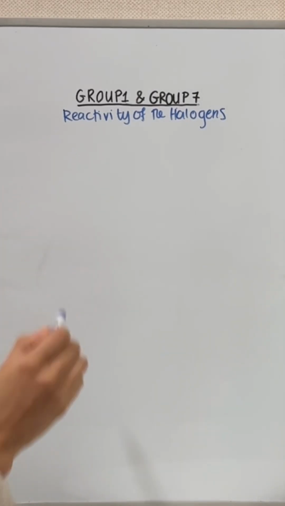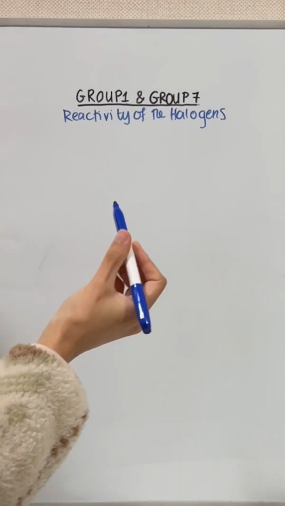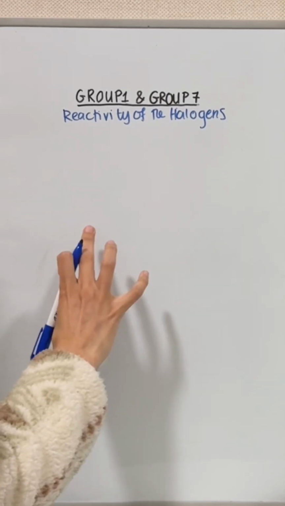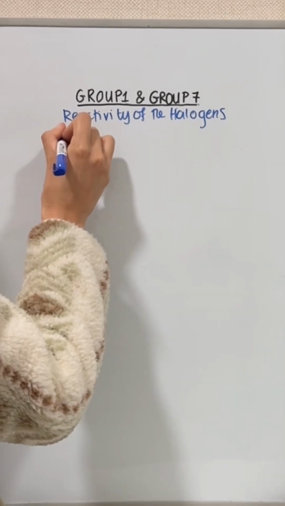So the reactivity decreases as we go down the group, and we will have a look at why, as you need to be able to explain that for your exams. So I'm just going to focus on fluorine and iodine just because they're on either end of our spectrum.